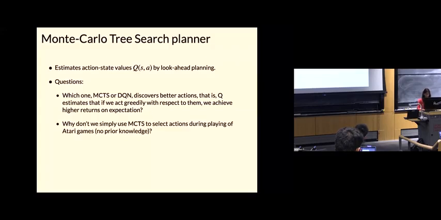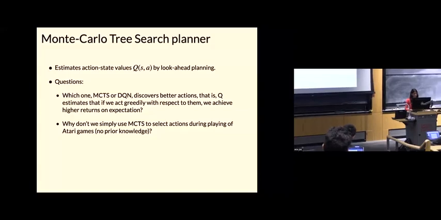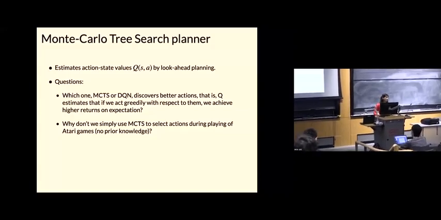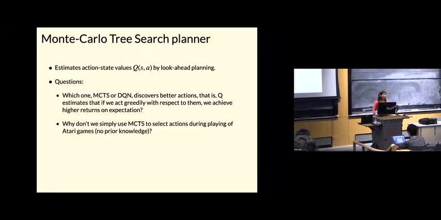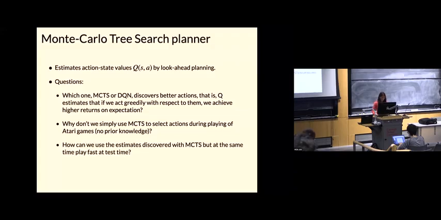Even if you blow up the DQN more, let's say. And we ask why we don't use MCTS to select actions if the Qs are so great? Well, because the planner is terribly, terribly slow. So it can only be useful offline at this stage, at least. This is a very elementary planner. We haven't boosted up the planner with deep nets and so on yet, which we're going to do in a future lecture. And how can we use both the good estimates of MCTS and play fast? Well, we distill them in a policy.